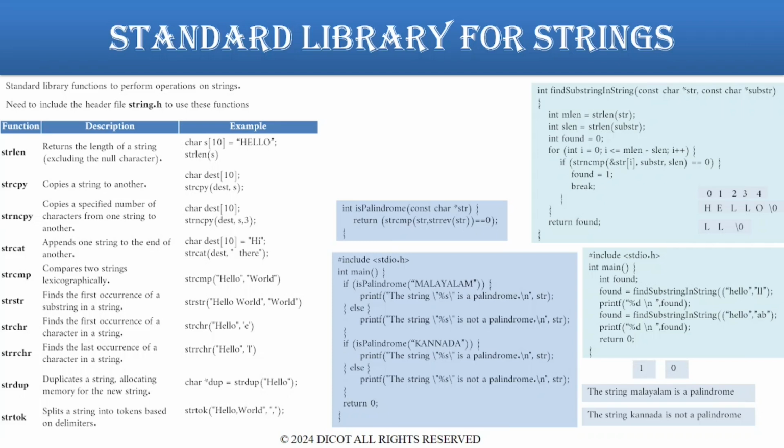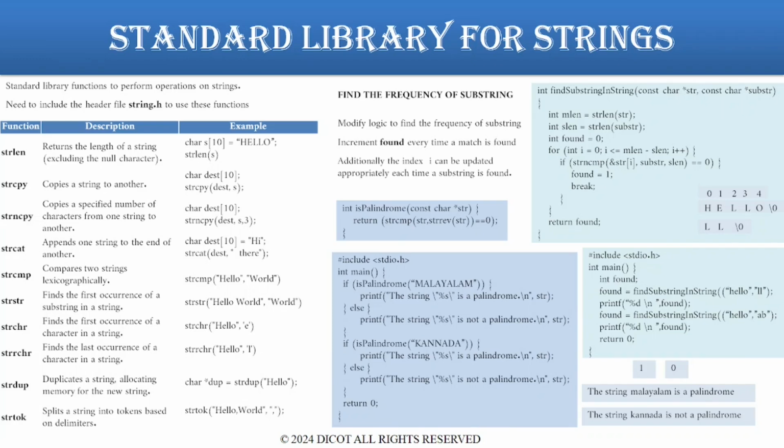So this is a simple logic to check the presence of a substring within a main string. Now, can we extend this logic to find the number of times the substring is present in the main string? Every time a substring is found, increment the value of found by 1. In this case, we will not break the loop when the substring is found in the main string. We will continue the loop. Additionally, i can be incremented by the length of the substring minus 1. Why minus 1? Because by default i is incremented by 1.